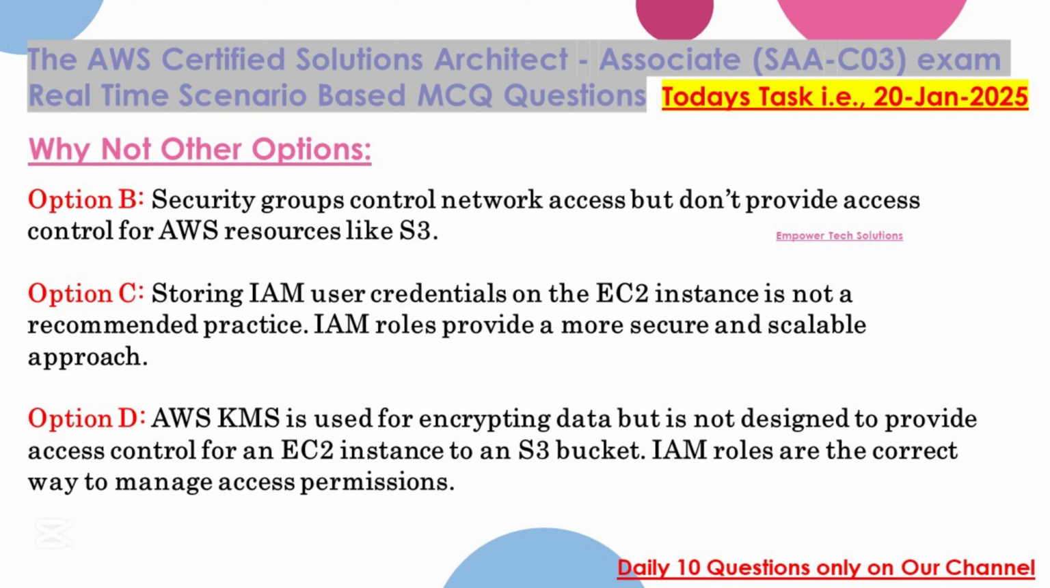Option D. AWS KMS is used for encrypting data, but is not designed to provide access control for an EC2 instance to an S3 bucket. IAM roles are the correct way to manage access permissions.